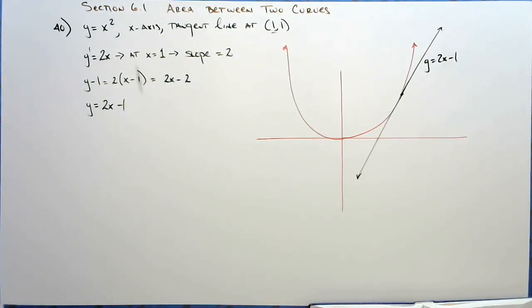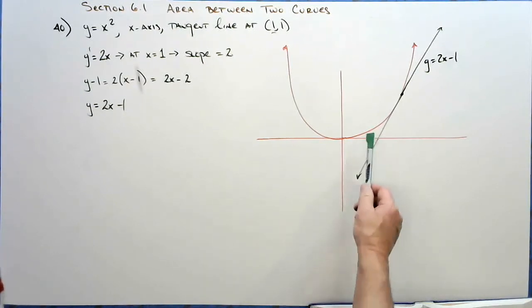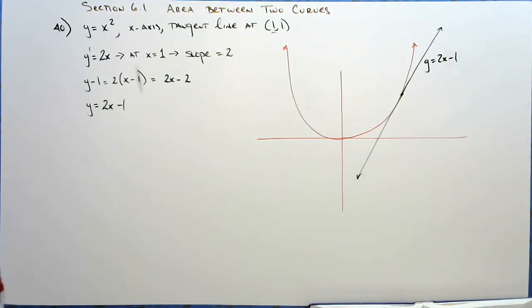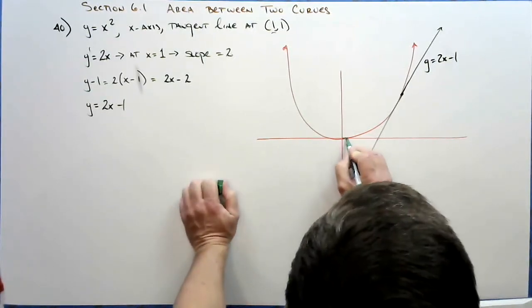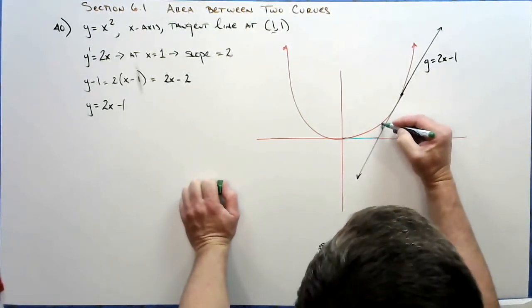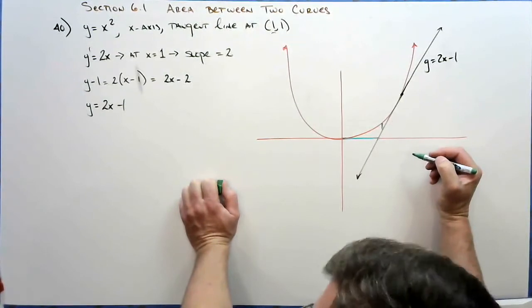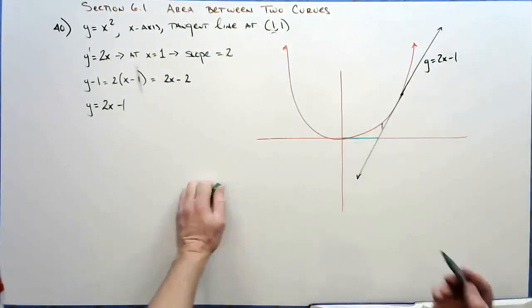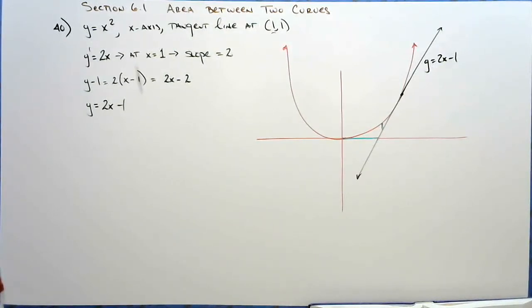So our top function is going to be the red function, right? Which is our parabola. Our bottom function is going to be the x-axis for this part right here. But then over here, our bottom function is going to be the line y equals 2x minus 1. So again, we're going to need 2 integrals to find our area.